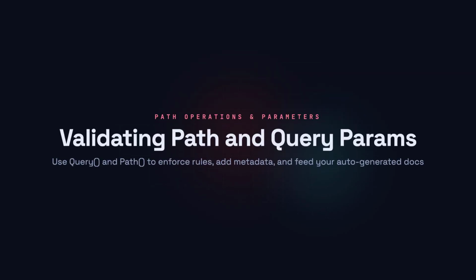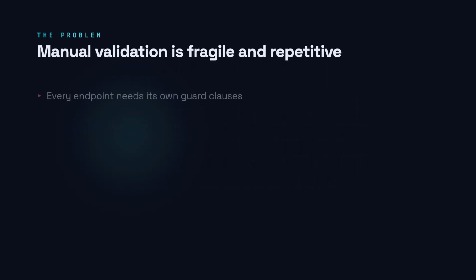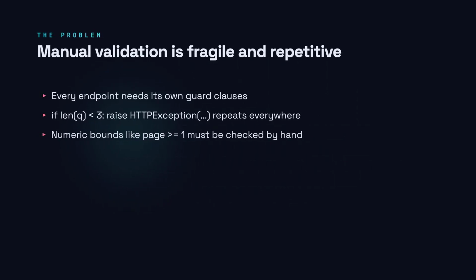In this video, we are going to look at how FastAPI lets you attach real validation rules directly to your path and query parameters. Things like minimum length, numeric ranges, and human readable descriptions, without writing a single line of manual checking code. By the end, you will know exactly how to use Query and Path, and when to reach for them.